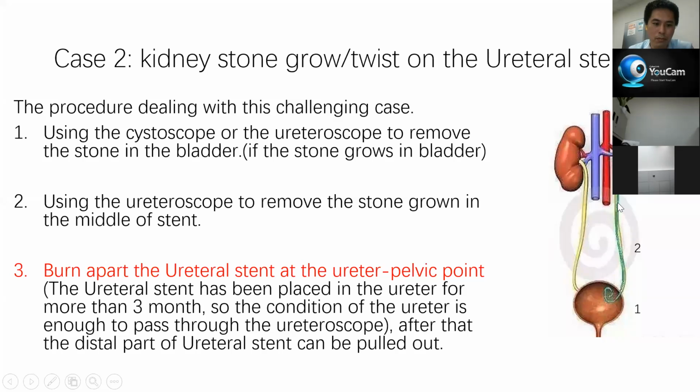And the third one is the most important part. You need to burn apart the ureteral stent at the ureteropelvic point. And since the ureteral stent had been placed in the ureter for more than 3 months, the condition of the ureter is enough to pass through the ureteral scope. And once you burn apart this point, the down part of the ureteral stent will be pulled out first.